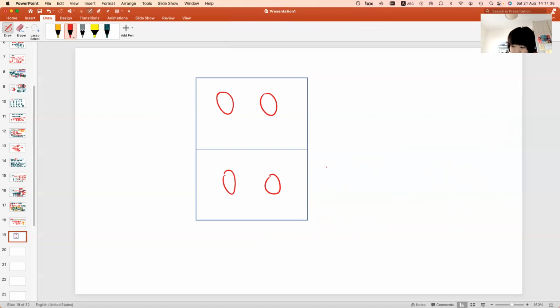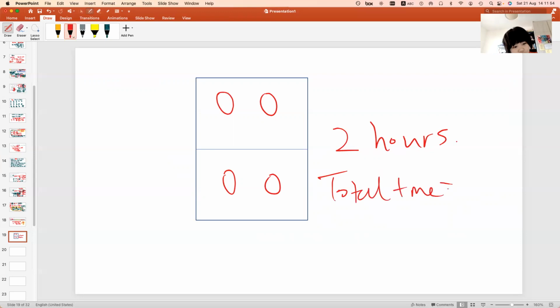4 boys playing. So you book the court for 2 hours, right? So 4 boys, every time you have 4 playing, isn't that the total time? The total time is actually given by 2 times 4, which is 8 hours. Isn't the total time 8 hours, instead of 2 hours?